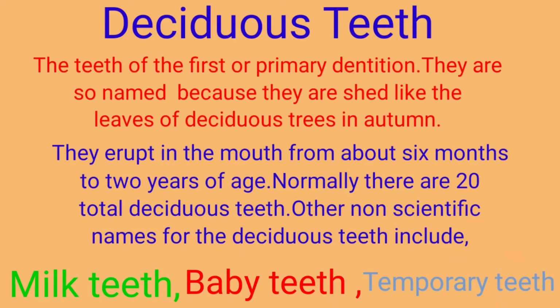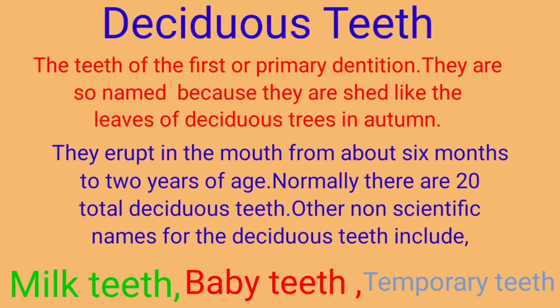Deciduous teeth. The teeth of the first or primary dentition. They are so named because they are shed like the leaves of deciduous trees in autumn. They erupt in the mouth from about 6 months to 2 years of age. Normally, there are 20 total deciduous teeth.